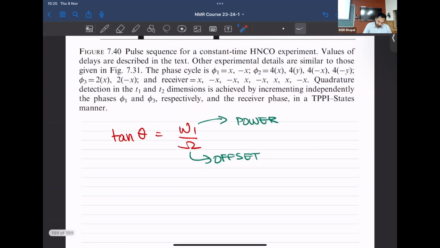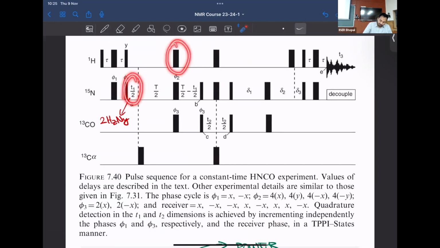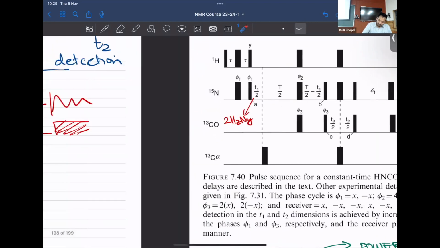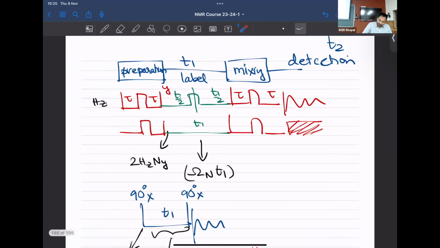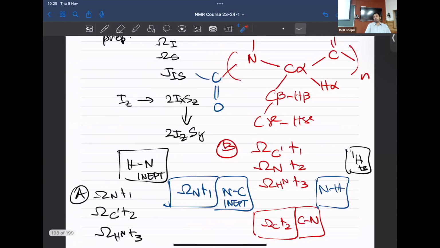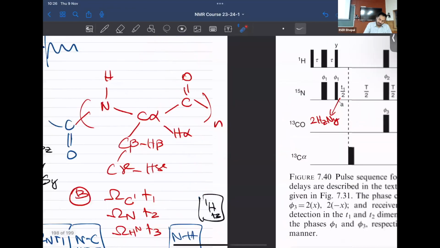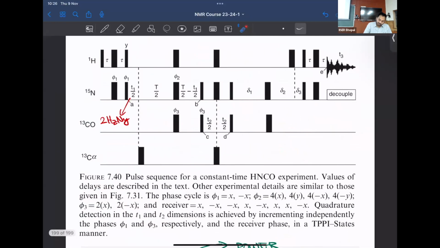Okay, so therefore, when you are doing the frequency labeling on nitrogen, you have to decouple the proton and the carbonyl. Why? Because while the nitrogen is being labeled, you have couplings that will arise, the one bond coupling that will arise in the HNCO. Are you guys able to understand the fact that frequency labeling is happening on nitrogen? The proton and the carbonyl have to be decoupled. And how do we end up decoupling? Apply a 180-degree pulse in the middle of T1/2.